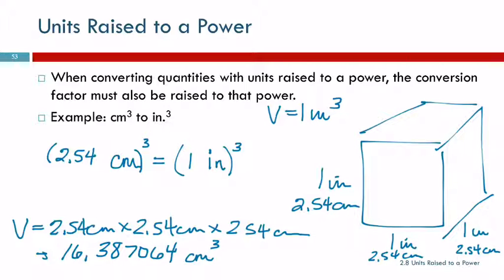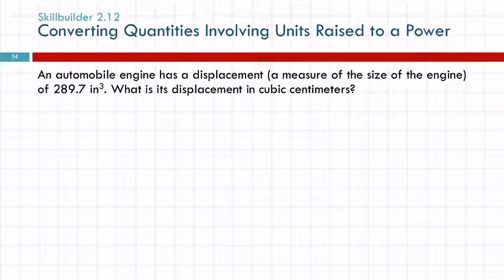When the unit gets cubed, the number in the conversion factor also gets cubed. So let's look at this a little bit more. An automobile engine has a displacement of 289.7 cubic inches. What is its displacement in cubic centimeters?